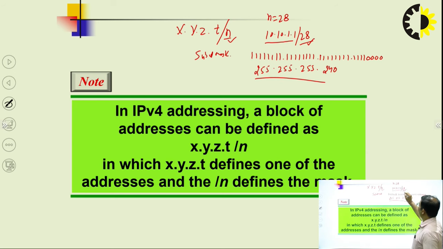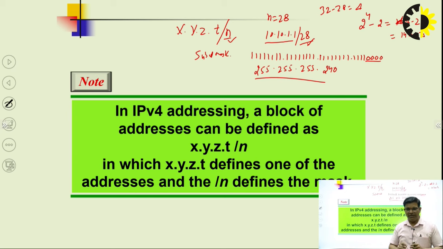Another thing is that this slash 28 also defines how many hosts it can hold. There are 4 zeros now: the total number of bits is 32, minus 28 is 4. So how many hosts can there be? 2 to the power 4 minus 2, which means 16 minus 2, 14 hosts. 2 to the power 4 is 16, the block size of that subnet. The first address is treated as the network address and the last is the broadcast address, the same as in classful IP addresses. So we have to do minus 2, and 14 hosts we can configure.